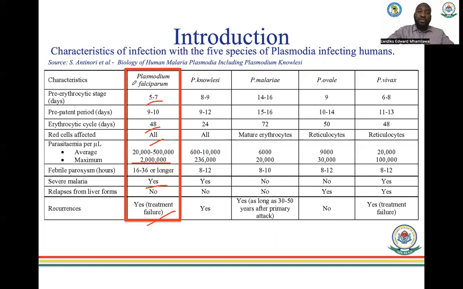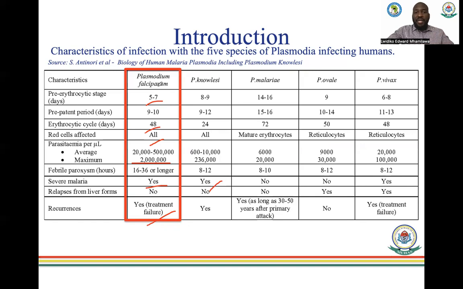The other one that is also known for causing severe malaria is Plasmodium knowlesi. This is primarily a parasite of the macaque monkeys, so it is monkey to human transmission. Human to human transmission is still being investigated. This parasite can also cause severe malaria, but it is very rare and not very common in the sub-Saharan African setting.